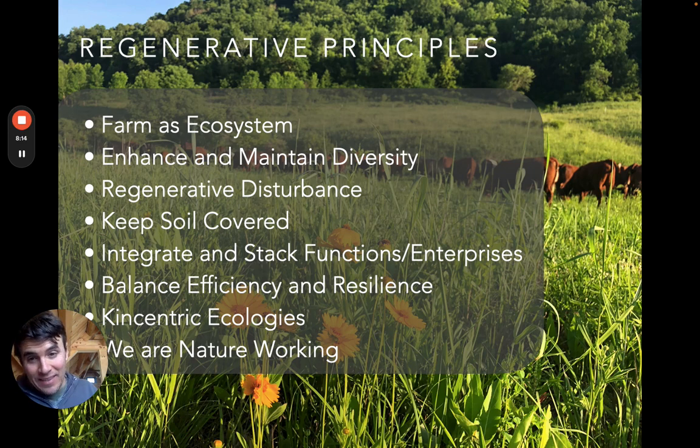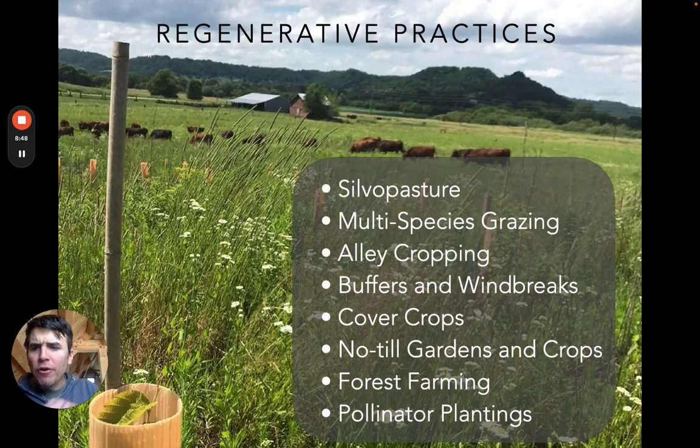We're always trying to balance efficiency. We've got to have some efficiencies in order to gain some kind of yield out of the land: food, fiber, fuel. But we also want to have resilience. We're not trying to start a factory here. So we have to balance efficiency and resilience. We want to think about our ecosystems as kin-centric. We want to think about ourselves as one of the species of which we are all related. So thinking about nature as a web of relations, and thinking about ourselves as a part of that web. We're not separate from nature. We are a part of nature. We are nature working.